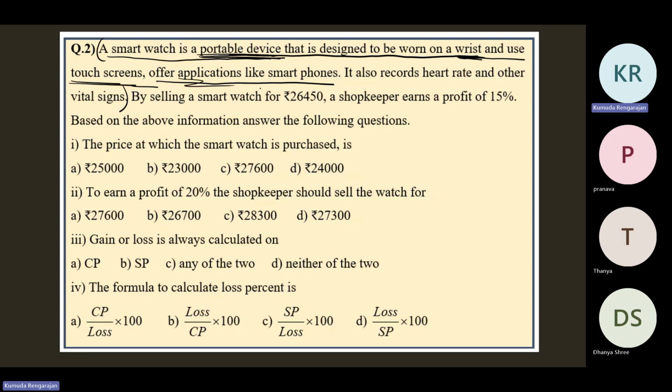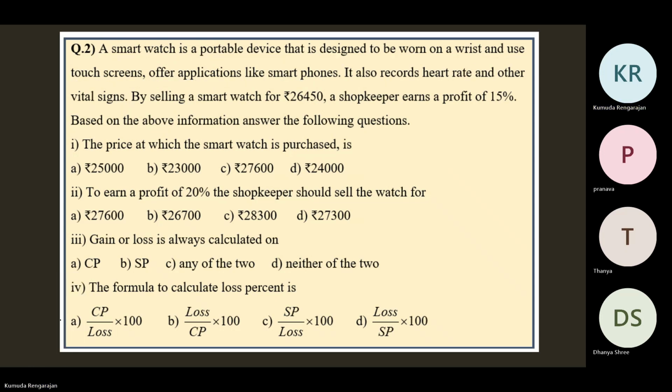So it has applications like you have on your smartphone. On smartphones, we have different applications, right? Like WhatsApp is an application on the smartphone. Like that, you have different applications in a smartwatch. Few things which we have in the smartphone are also in the smartwatch. So similar applications are also found on smartwatches.